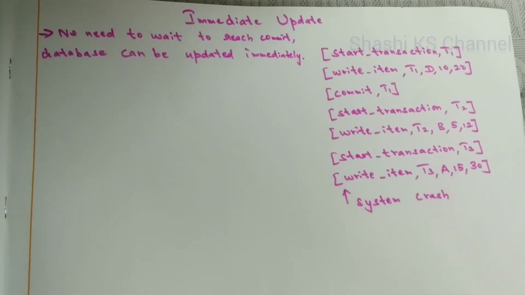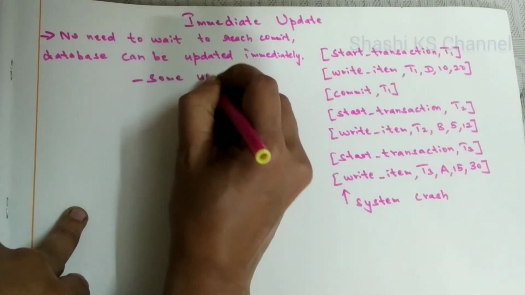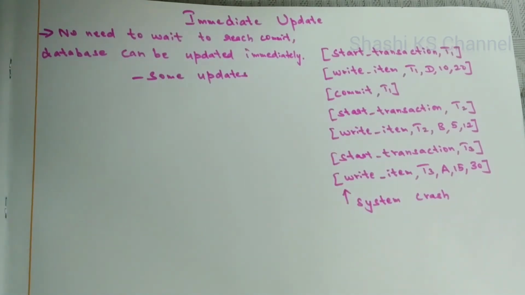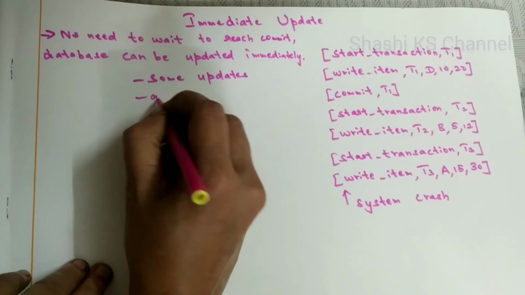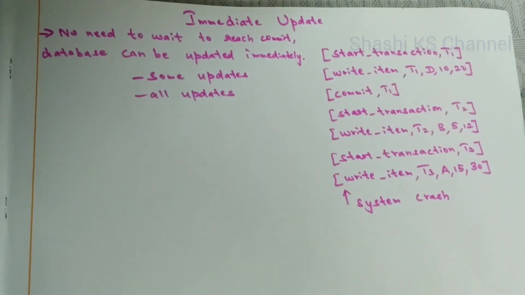So when I say the database can be updated immediately, it doesn't mean that whenever a transaction updates the value of a data item, it is going to immediately update the data item in the database. Some updates can be applied before the transaction commits, or all updates to the data items can be applied to the database before the transaction commits. Both variations are possible. Both come under immediate update.